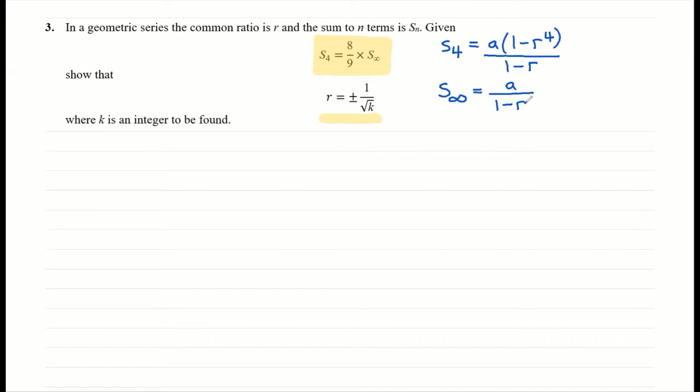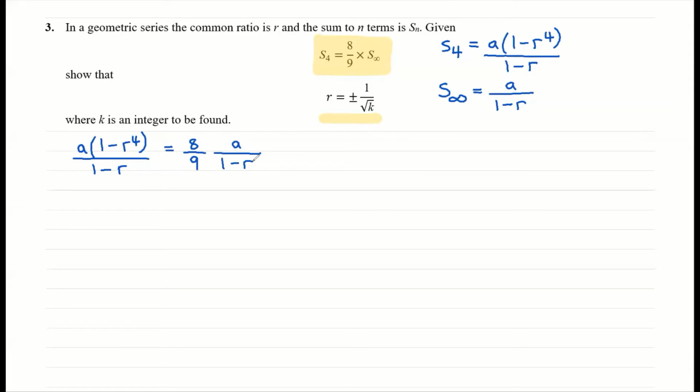So it's 8/9. So S4, which is A multiplied by 1 subtract R to the 4 over 1 subtract R, is just equal to 8/9 multiplied by A over 1 subtract R. And I could have even written this all in terms of sum to infinity. Okay, maybe we could explore that later.